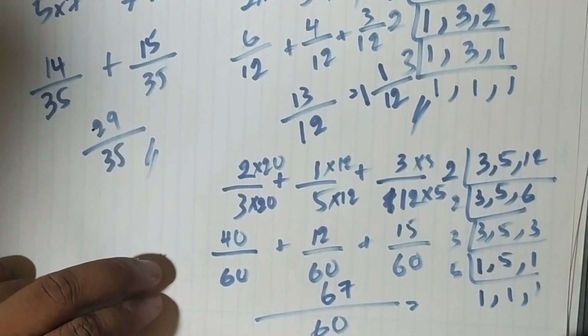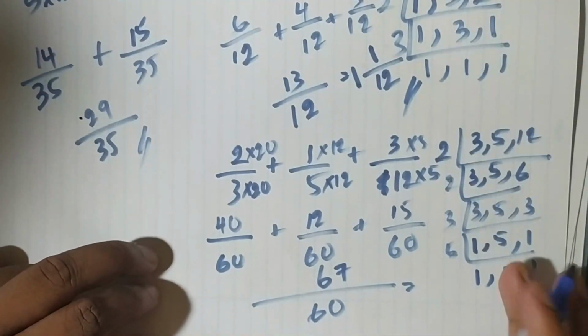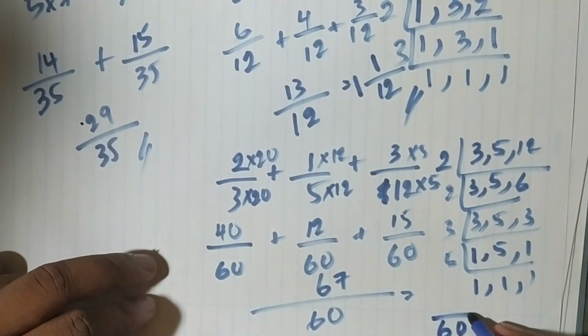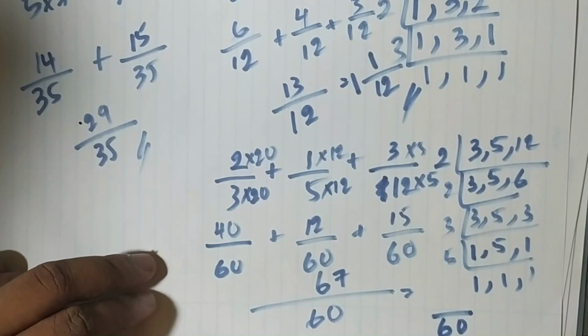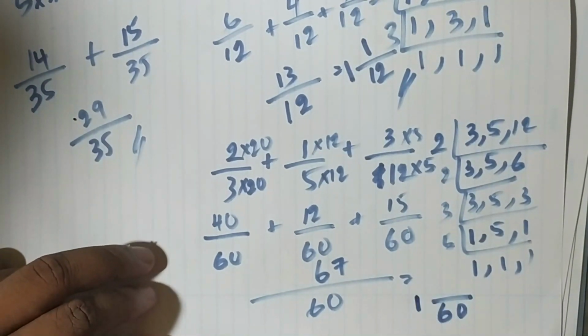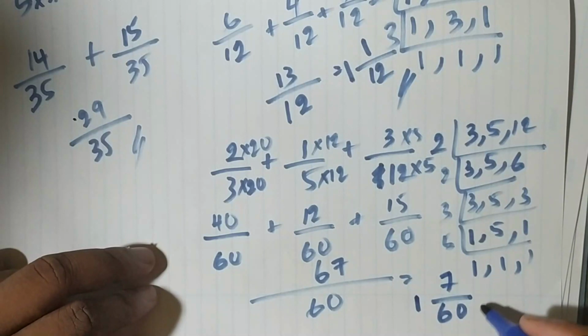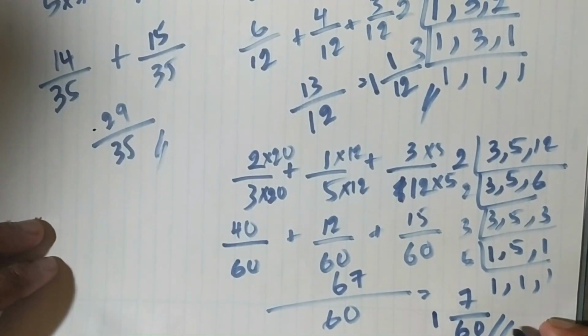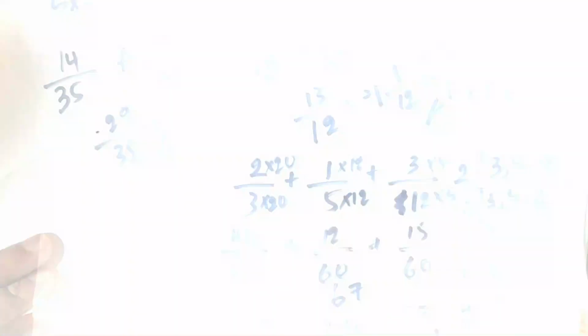67 over 60 is not a proper fraction, so you should change it into a mixed fraction. So the 60 denominator won't change. In 67, how many 60s are there? That's only one 60. How much is remaining? 7 is remaining. So your answer is 1 and 7 over 60. This is your answer for this question. Let's come to subtraction.